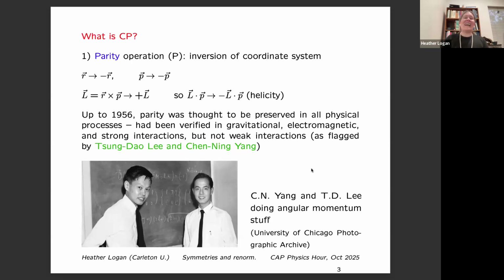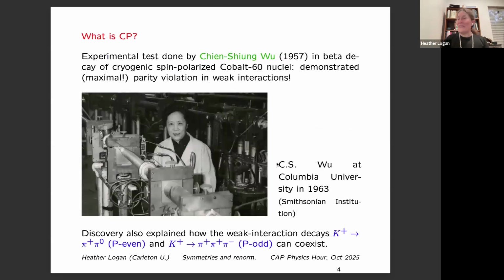Right? And they basically noticed, all right, people have checked this in gravitational, electromagnetic, and strong interactions, but not yet in weak interactions. So someone should do the experiment, basically is what they said. And someone did the experiment. Within a couple of months, Chien-Shiung Wu, who was at the same, I suspect it must have been Columbia because she was at the same institution as them.